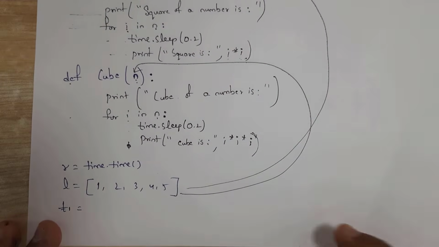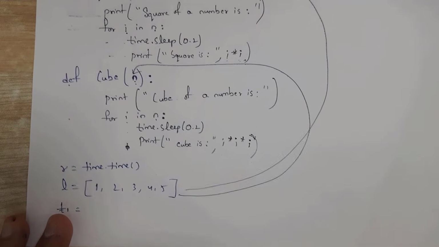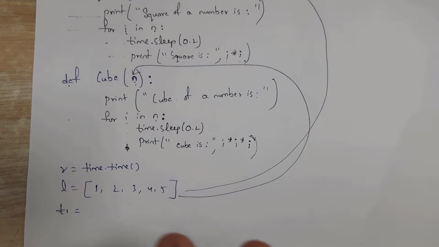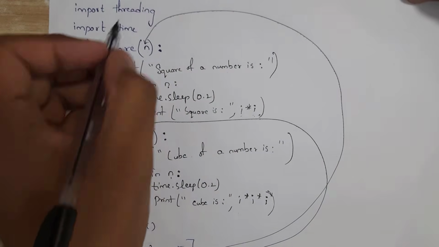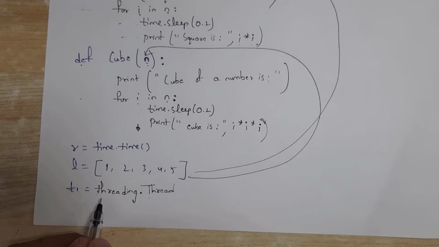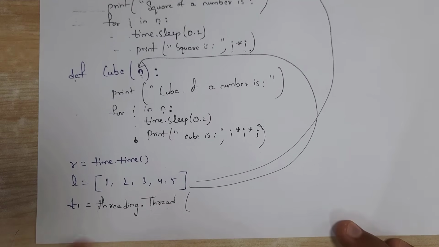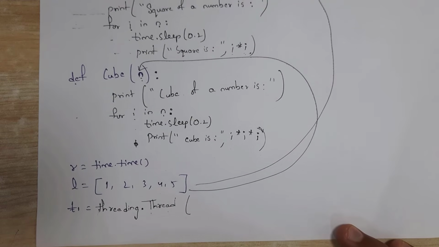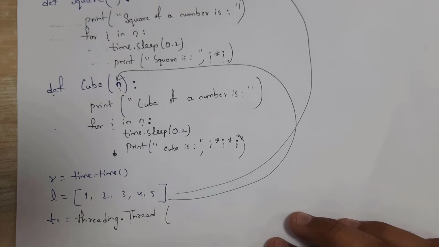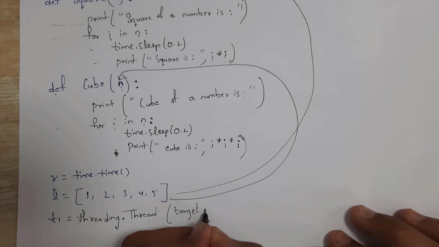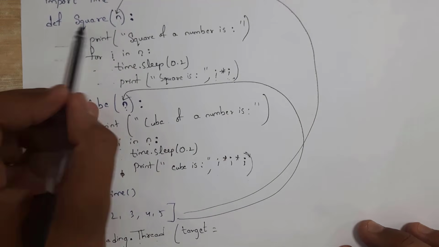Write t1 equal to, where t1 stands for thread 1. You can take any variable name; I am taking t1. t1 equals module name, that is threading.Thread. Guys, definitely for the Thread method, T is capital. Now inside this Thread class you need to write target equal to the function name. My function name is square.